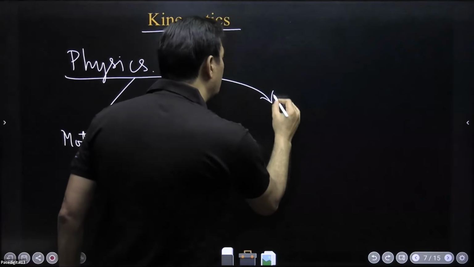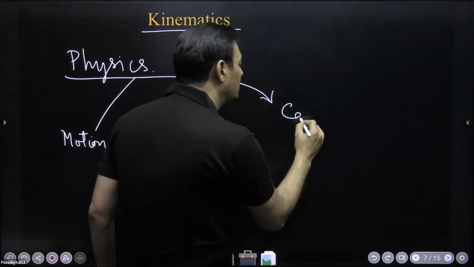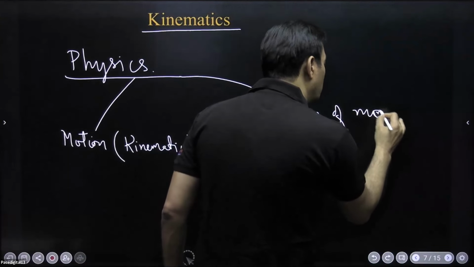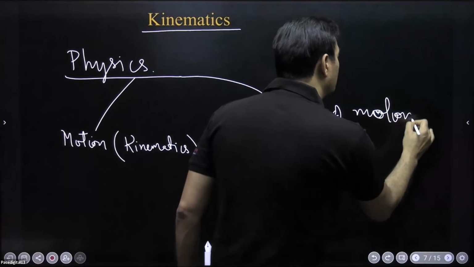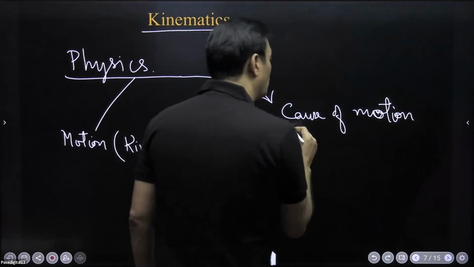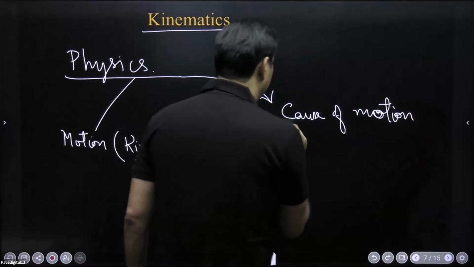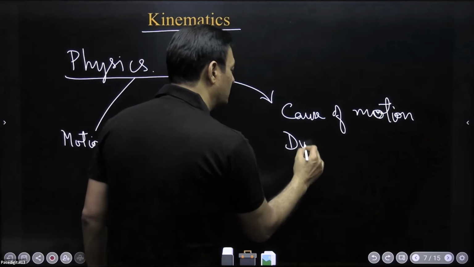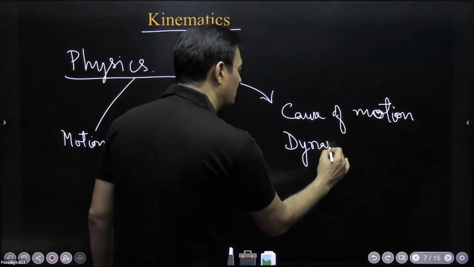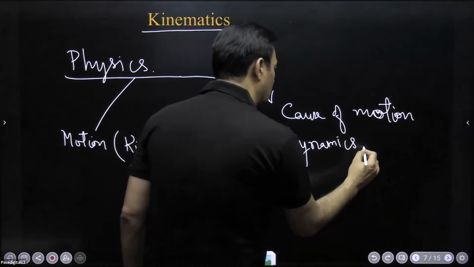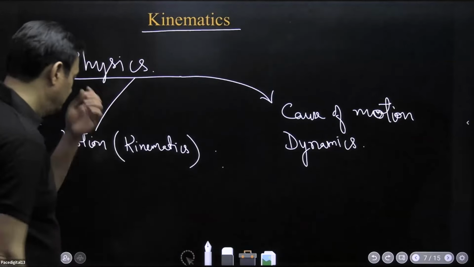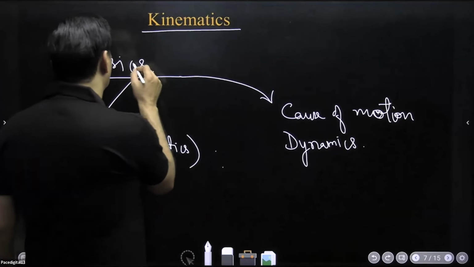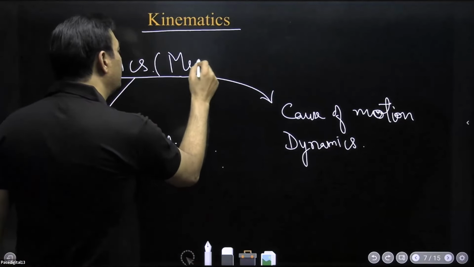If you study the motion as well as the cause of motion, like what is causing that motion, such as forces, that branch is called dynamics. Kinematics and dynamics together are called mechanics. So in physics, we are learning mechanics.